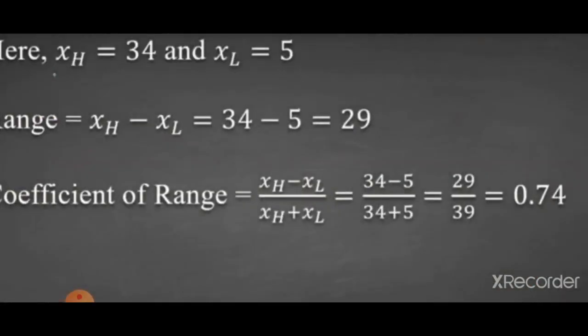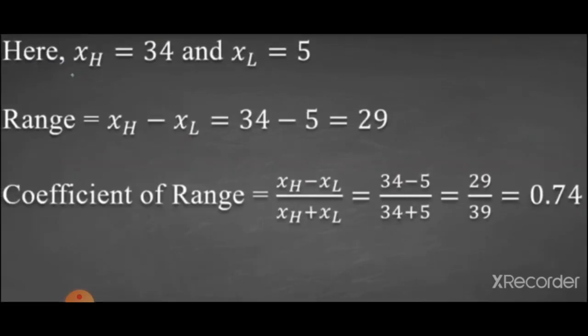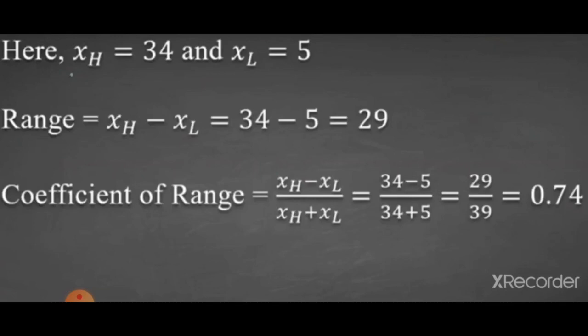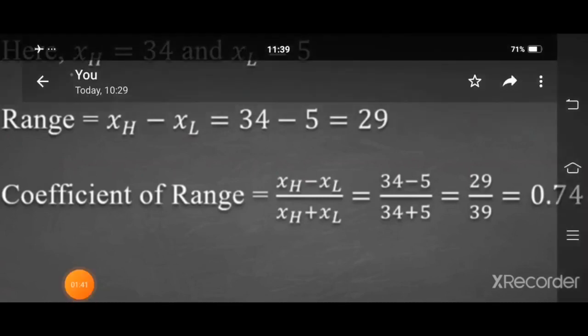According to the sum, xh highest observation is 34, lowest observation is 5. Range equals xh minus xl equals 34 minus 5 equals 29. Coefficient of range is xh minus xl divided by xh plus xl equals 34 minus 5 divided by 34 plus 5 equals 29 divided by 39. The coefficient of range is 0.74.